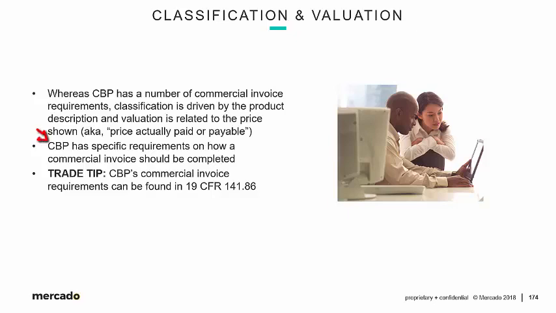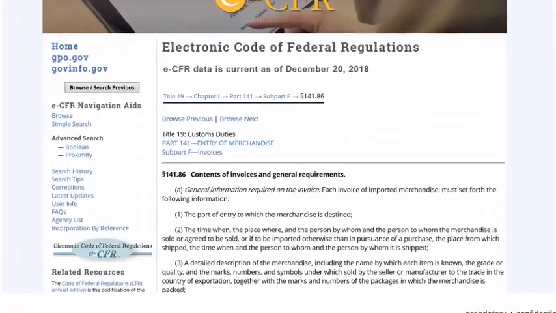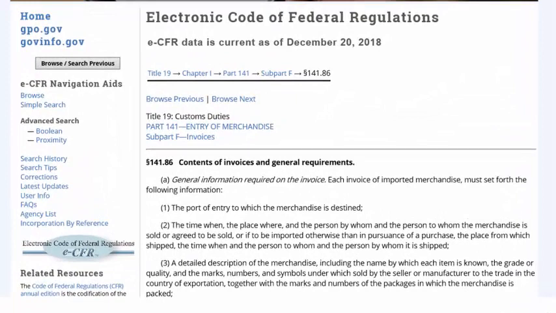CBP definitely has specific requirements on how to prepare a commercial invoice, and as a trade tip, we'll say that CBP's commercial invoice requirements are found in 19 CFR 141.86. Of course, what we're looking at here is an excerpt from ECFR that deals with commercial invoices. Not really a coincidence. We know we're in Title 19. We want to get down to 141.86, and then the details are listed.